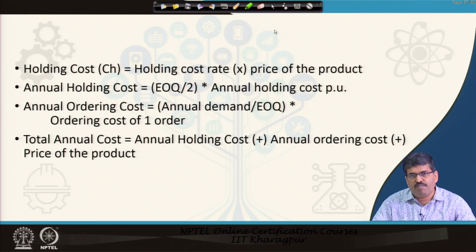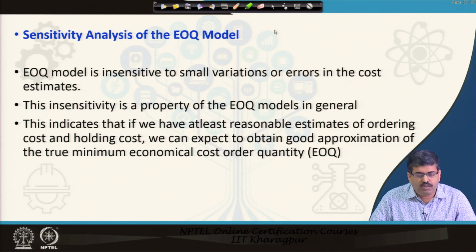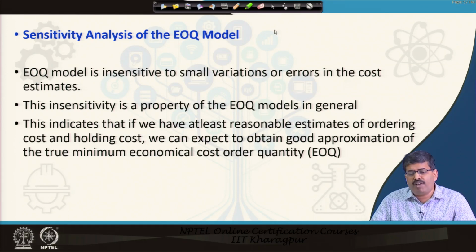Just whatever I have mentioned is given in this slide. Sensitivity analysis of the EOQ model. Just remember this, EOQ model is insensitive to small variations or error in cost estimate. This insensitivity is a property of the EOQ models in general. This indicates that if we have at least reasonable estimates of ordering cost and holding cost, we can expect to obtain good approximation of the true minimum economic cost order quantity.